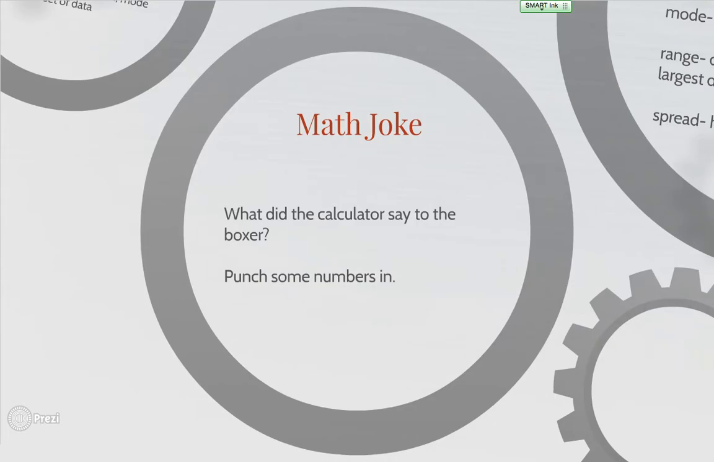Here's your math joke for today. What did the calculator say to the boxer? The calculator said, punch some numbers in.